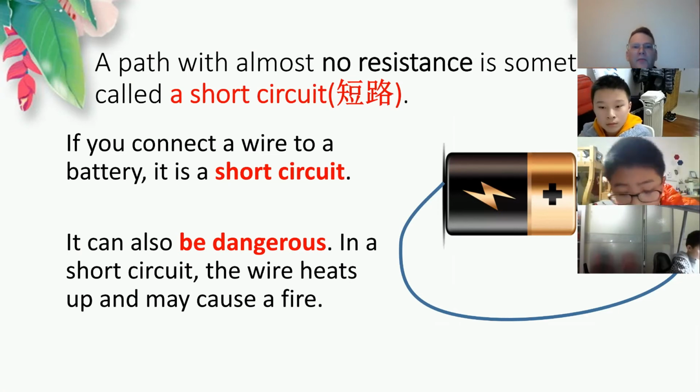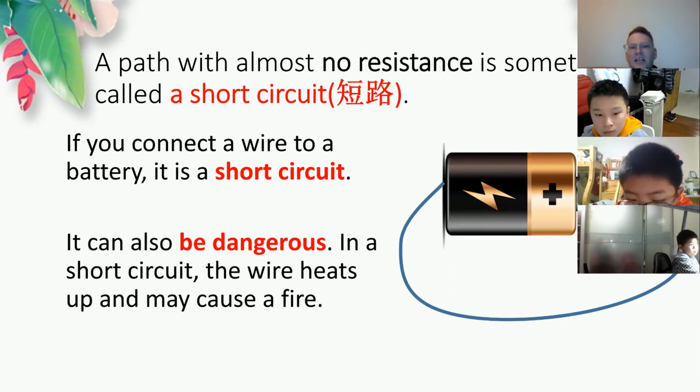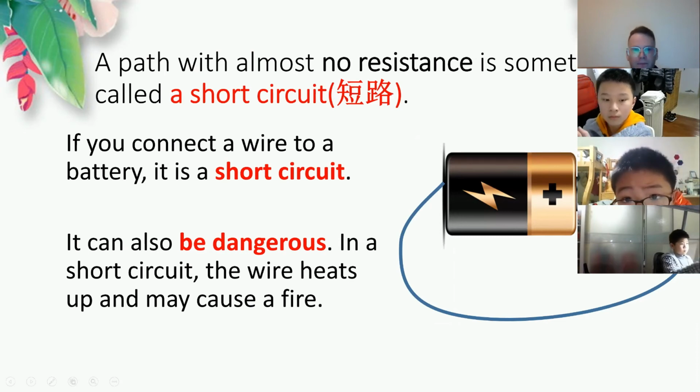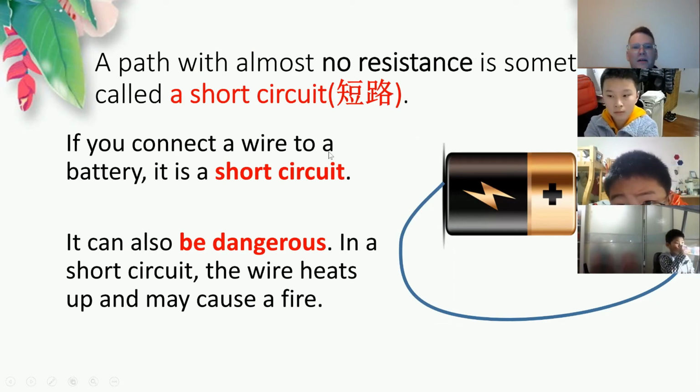So a path with no resistance, so there's no load, there's nothing taking the energy, is called a short circuit. If you connect a wire to a battery, it is a short circuit.